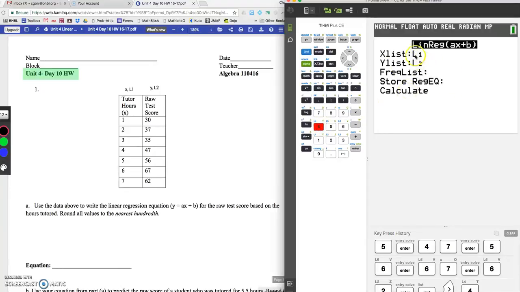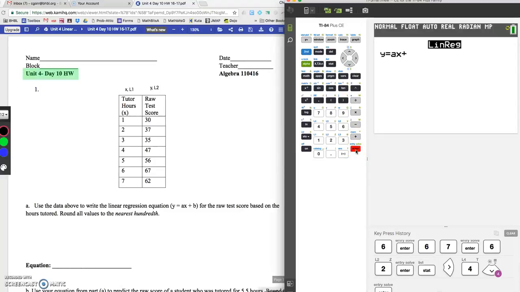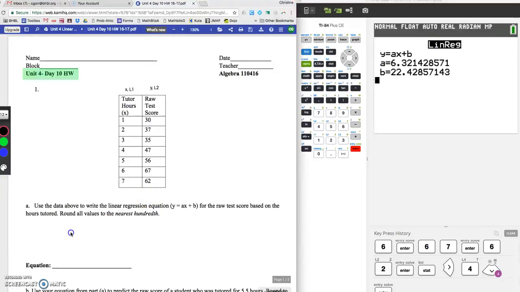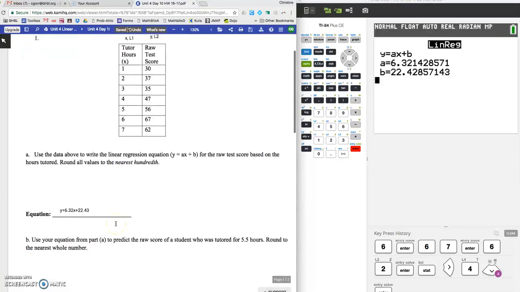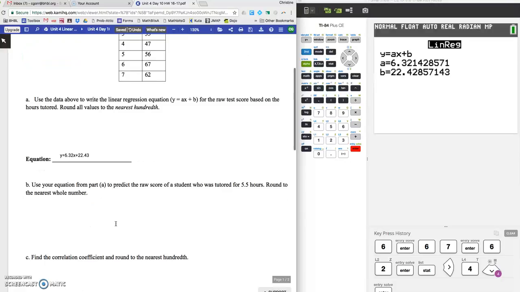I know my X list is L1, my Y list is L2. I'm going to go down and I'm going to calculate my equation. So I'm looking at my linear equation right now, and the question says to round to the nearest hundredth. So my equation answer is going to be y equals 6.32x plus 22.43.